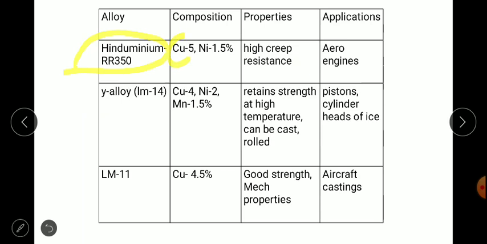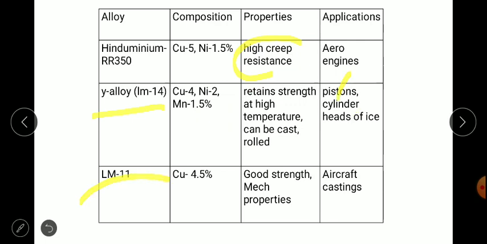It contains copper of 5% and nickel of 1.5%, so it produces high creep resistance. Its specific application is the aero engine. Y alloy LM14, as we discussed earlier, contains 4% copper, and nickel and manganese of 1.5%. It retains high strength at high temperature and can be cast or rolled. The applications are pistons and heads of IC engines.